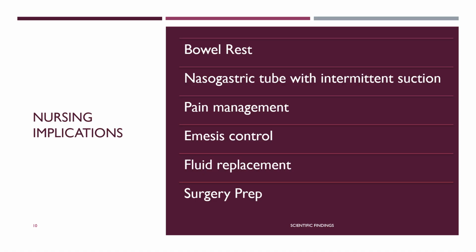So nursing implications: bowel rest, again, NPO, nothing to eat or drink. Place an NG tube with intermittent suction, again, to help decrease the amount of stuff that's in their stomach, so we can encourage more of that bowel rest. Pain management, emesis control. Fluid replacement just via IV, so parenteral fluid, and then preparing them for surgery if necessary.